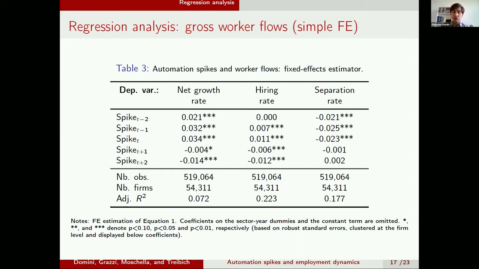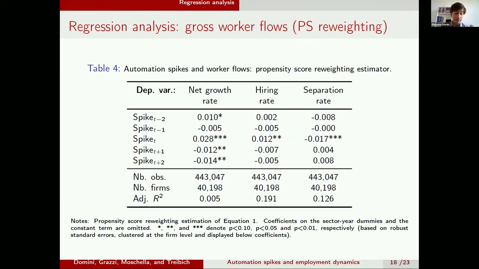How do these results change if we reweigh our estimation? As you can see, basically the reweighting reduces and virtually eliminates differences between spikers and non-spikers before the spike, but we still have this positive coefficient in the year of the spike and negative coefficients in the years after the spike. And the contribution of hiring and separation seems to be more evenly shared in this case. Notice that even if there is lack of significance here, the coefficient under the net growth rate column can be decomposed into the difference between this coefficient and this coefficient. So the contribution seems more or less evenly shared.